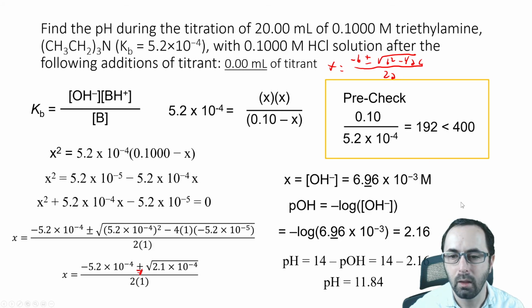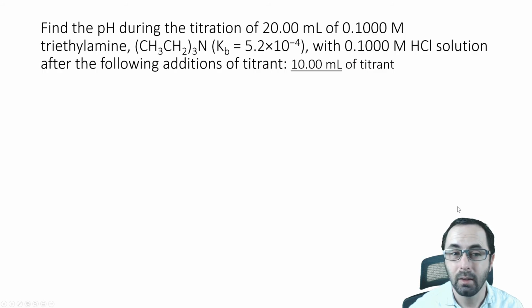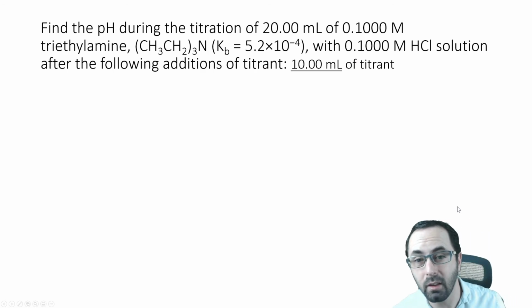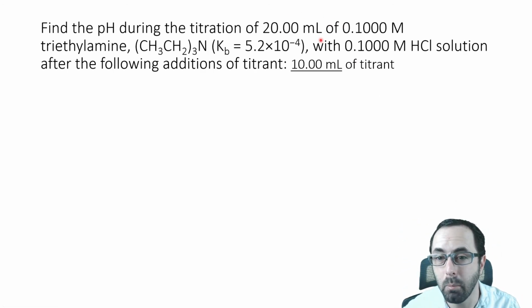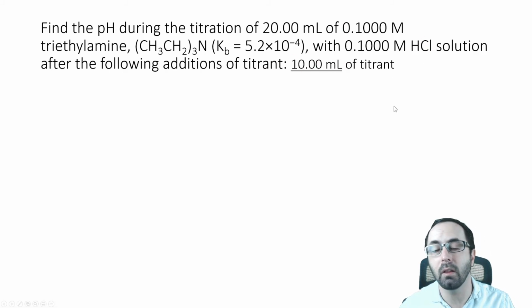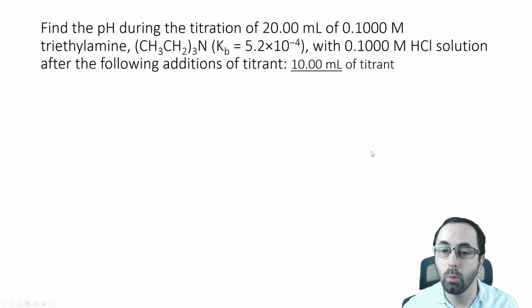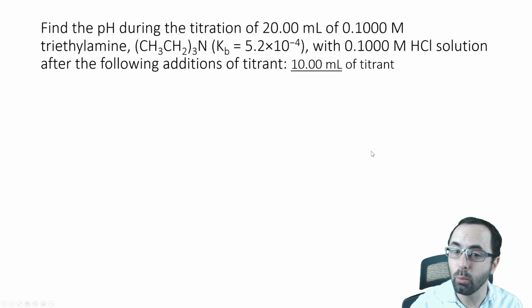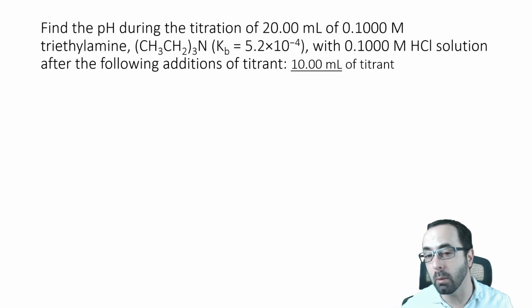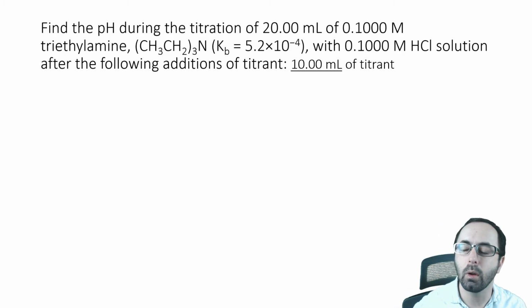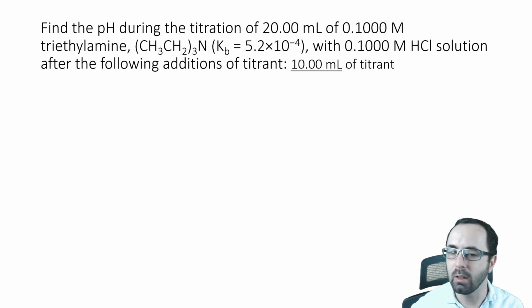Okay, and so that was before any titrant has been added. Now let's start the titration. So now at this point we will have the same base, but now we've added 10 milliliters of the titrant HCl. So now we're doing a titration. We need to do the 2 steps of a titration problem, the stoichiometry step and then the equilibrium step. Before we can do the stoichiometry step, like I said, I do things a little bit differently than your book.